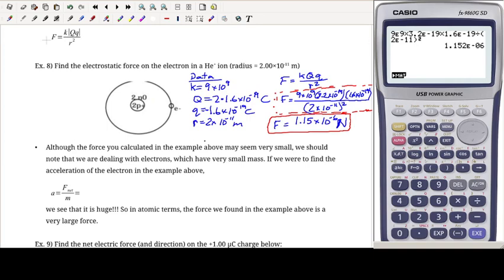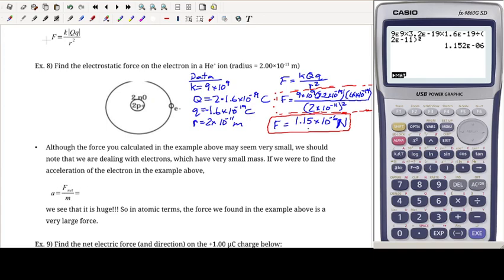It says, although the force you calculated seems awfully small, we should note that we are dealing with electrons, which have a very, very, very small mass, 10 to the minus 31. So if we were to find the acceleration of the electron in the example above, we would use this formula. This is F equals ma. So F net equals ma.